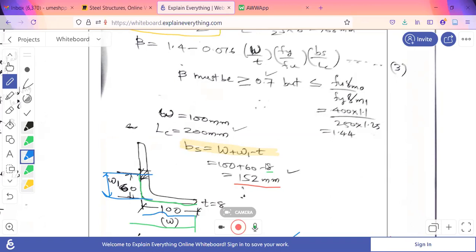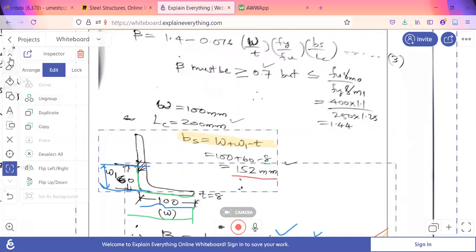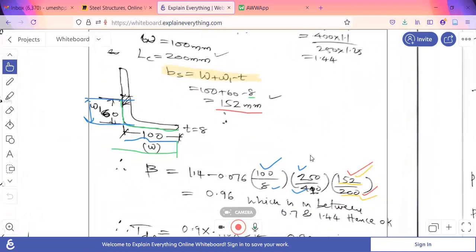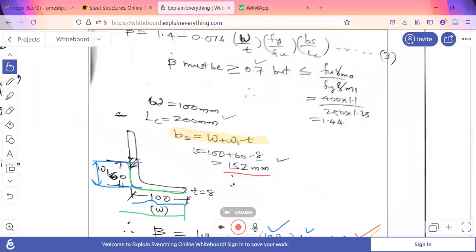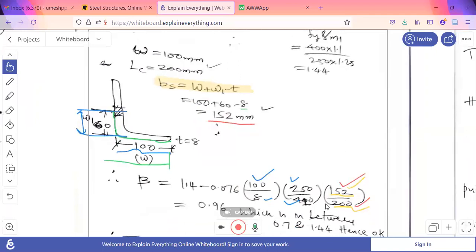So 100 plus 60 minus 8 is 152. That is already calculated here. Then Bs by Lc, Bs is calculated. I think see, Bs is 152, you know it here. But that's what I told you, W plus W1 minus 8, 152. So 152 is written. Lc is 200, the distance between first and last bolt, center to center. That is 200, 50 into 4.